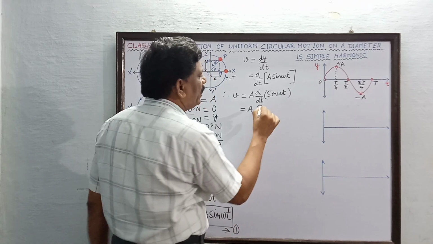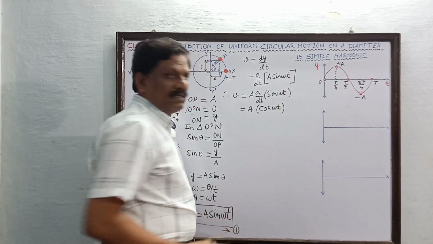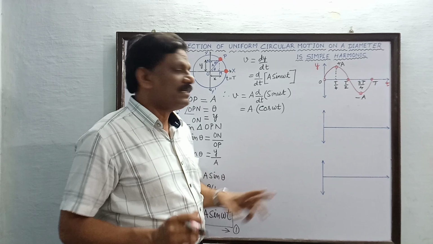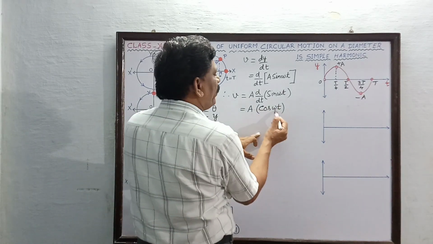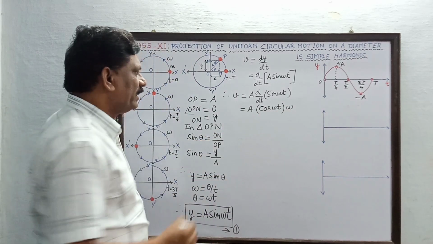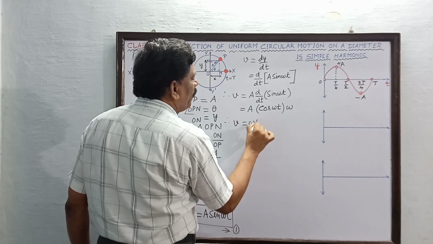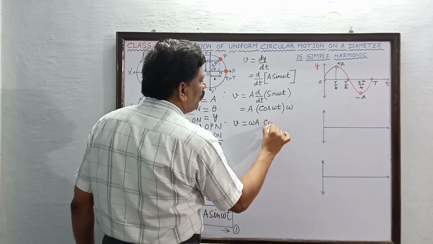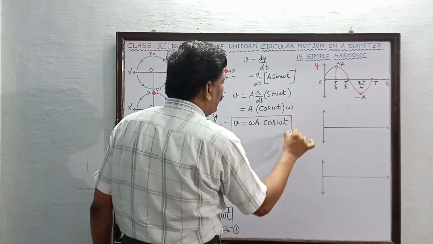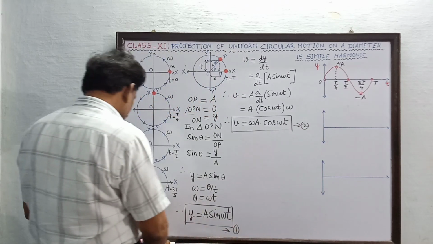When you differentiate, it will become cos omega t. But I told you omega is a constant, t is a variable. So once again we have to multiply by this coefficient of t, so I have to multiply with the omega. Therefore what is velocity? v equal to omega into a into cos of omega t. So this is the second expression, the expression for the velocity of SHM.